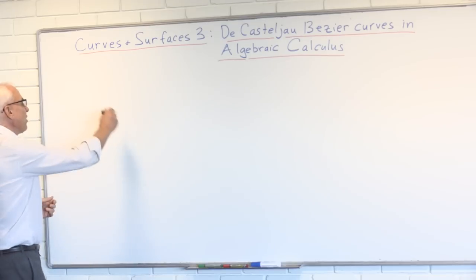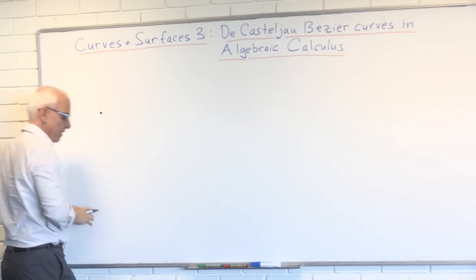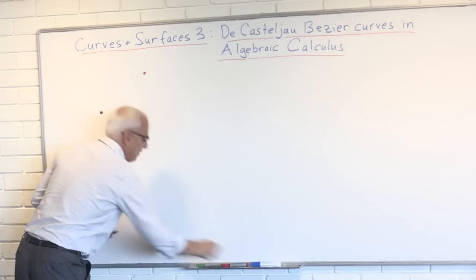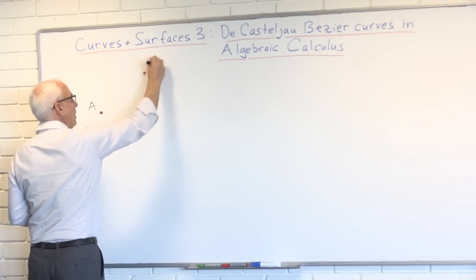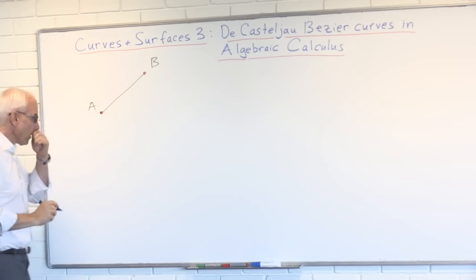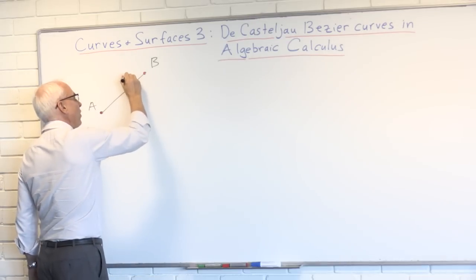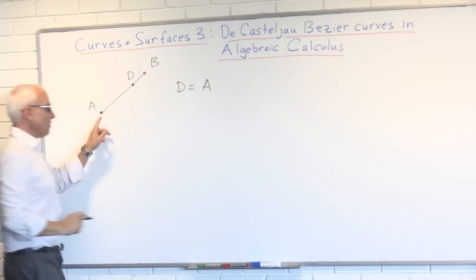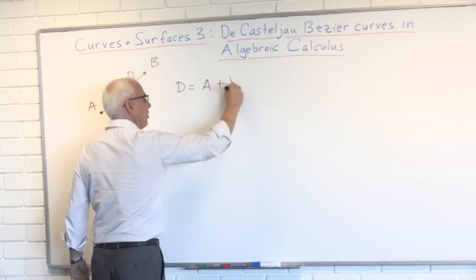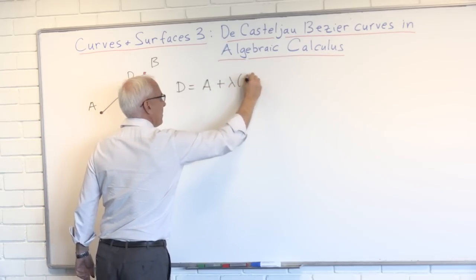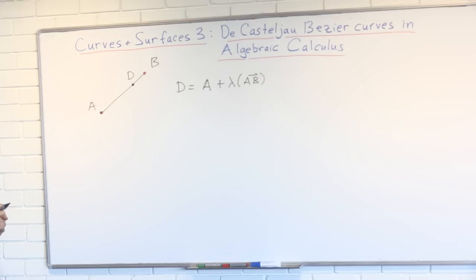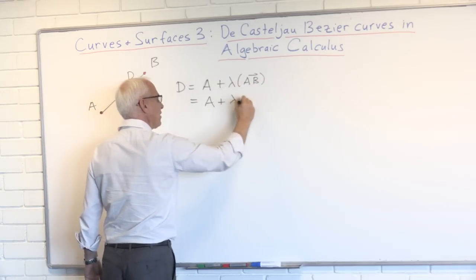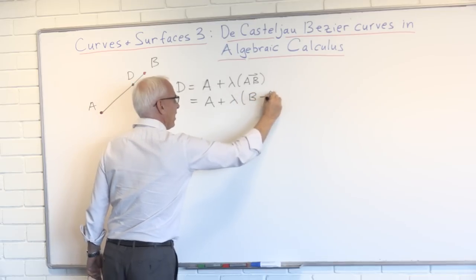So the basic idea in our context is starting, I guess, with a line segment between two points. So suppose we have point A and point B, and we're interested in describing this segment. Then we could specify, say, a point D lying on it in the following way. We could say that it's what we get when we start with the point A and we add some multiple of the vector AB. Now, in a previous lecture, I've introduced some algebraic notation for that, that we could represent the vector by the combination B minus A.